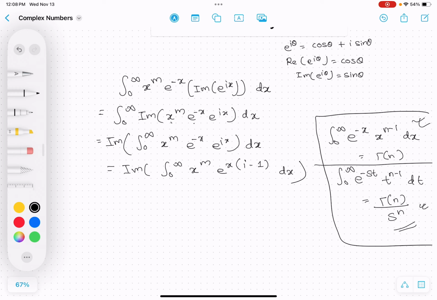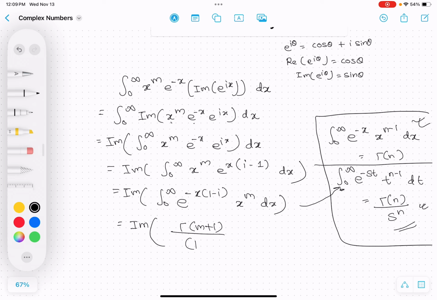Now over here, we need to have this form, right? So over here, there needs to be a minus sign. So I will make it the imaginary part of the integral from 0 to infinity of e to the power minus x times (1 minus i) x to the power m dx. Now this is the same as this one, just that here it's t, here it's x, and the variables are just dummy variables, so that won't matter. So now here it's n minus 1, so n, here it's m, so we will have gamma of m plus 1 divided by (1 minus i) to the power m plus 1, right?